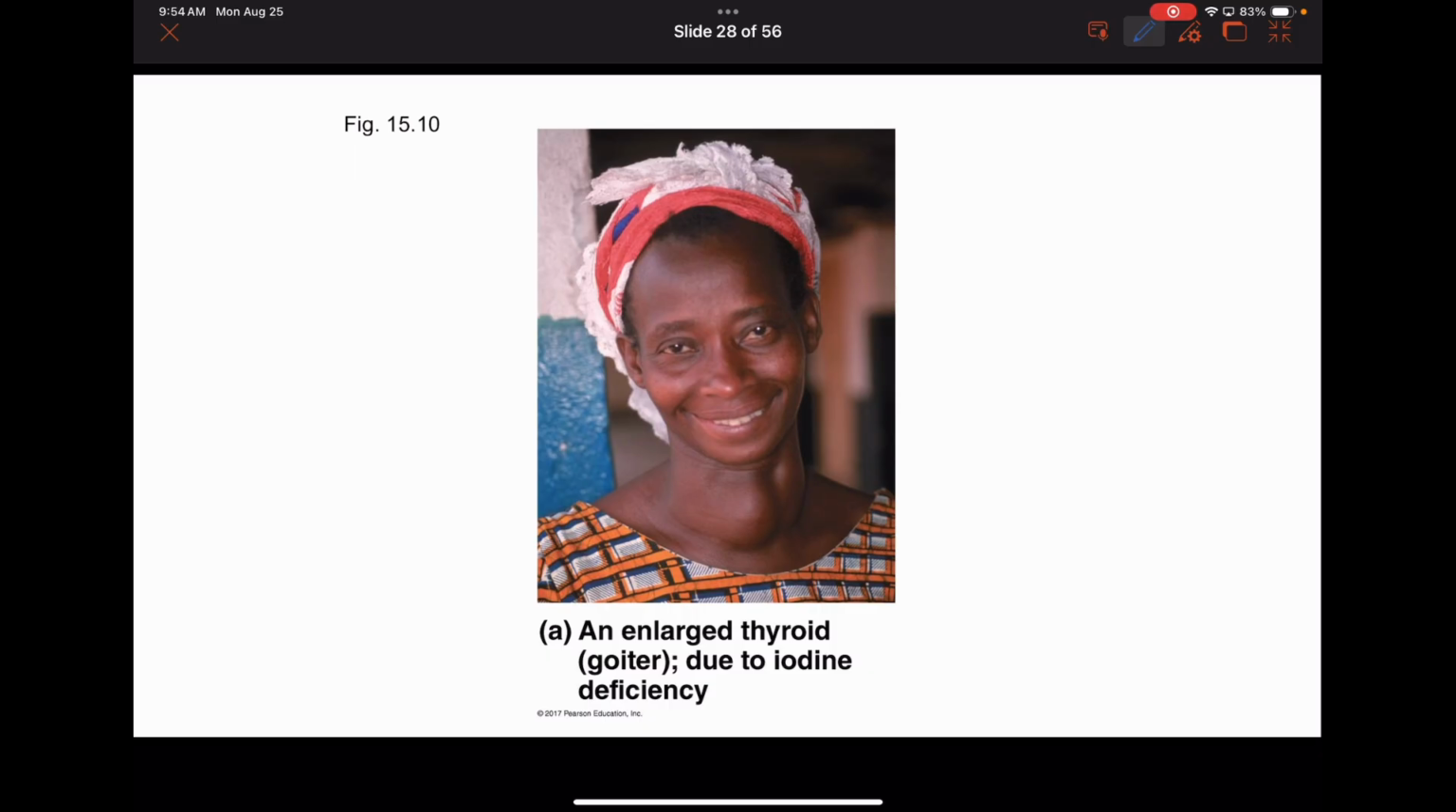Now, over time, this can lead to hypothyroidism, because if she doesn't have enough of the materials to make enough thyroid hormone, then she's not telling her cells enough to metabolize, or to increase her metabolism in times of need. So most likely she's also experiencing some hypothyroidism, but the enlargement of the thyroid gland is called a goiter. And again, this is due to iodine deficiency.